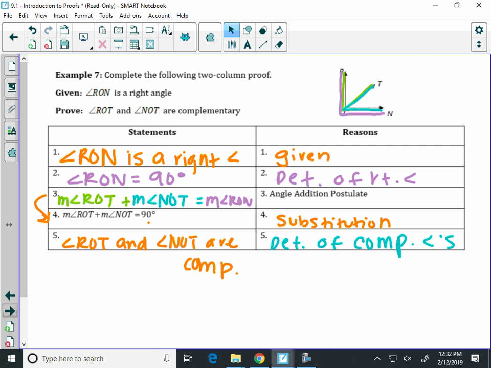Okay? Questions over that? So now we're going to do some practice on whiteboard. Come on up, grab a marker and a whiteboard. We're just going to get some practice with what we did at the beginning of this lesson, which is making reasons, figuring out the correct reasons. Make sure you grab a whiteboard.